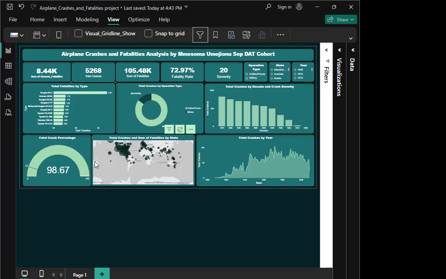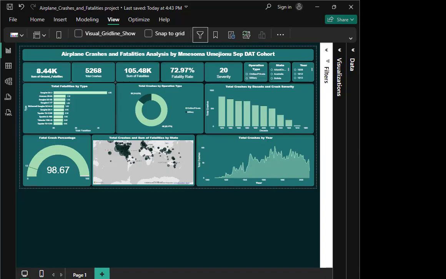The average crash severity score is 20, showing that many incidents were major rather than minor. These figures immediately highlight how severe and deadly aviation accidents can be.